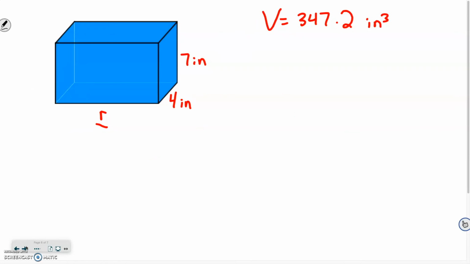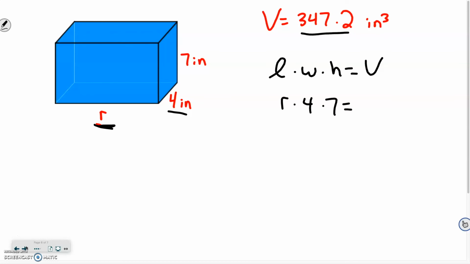All right. I'm going to have you try it first, and push play when you think you got it. All right, so you could have set it up a little bit differently. So the length times width times height equals the volume. I wanted to put the answer there. The length, that would be this, the long part, so that would be r in this case. Times the width, that's 4. Times the height, that's 7. Equals 347 2/10 inches cubed.